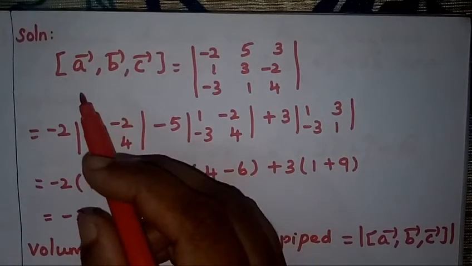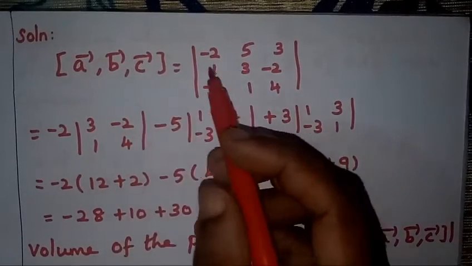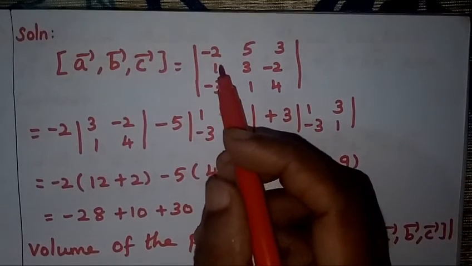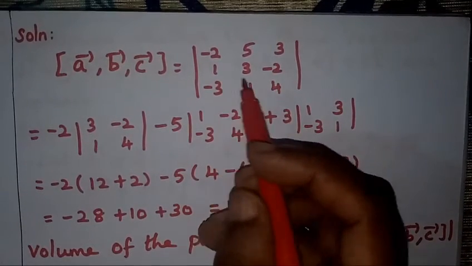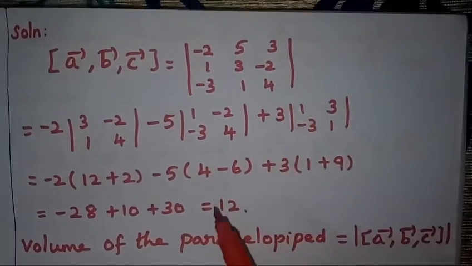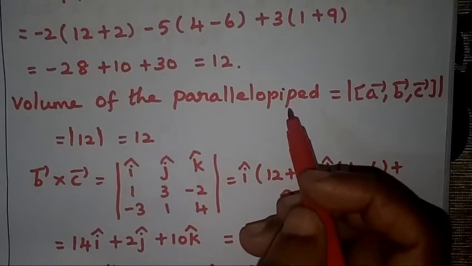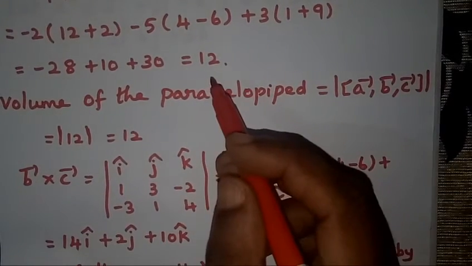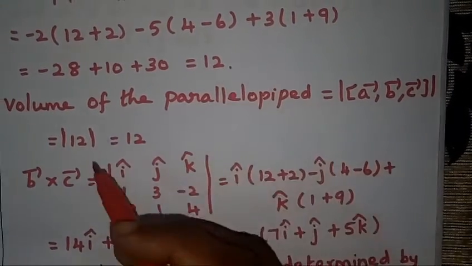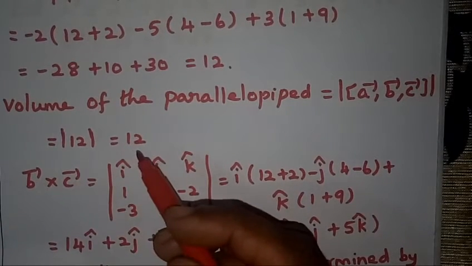So first I am finding the box product of this. Box product means put a determinant, write the coefficients of A vector, B vector, C vector, and expand it and simplify, you will get 12. So volume of the parallelepiped means the modulus of this box product. Already it is positive, so modulus of 12 is directly 12.